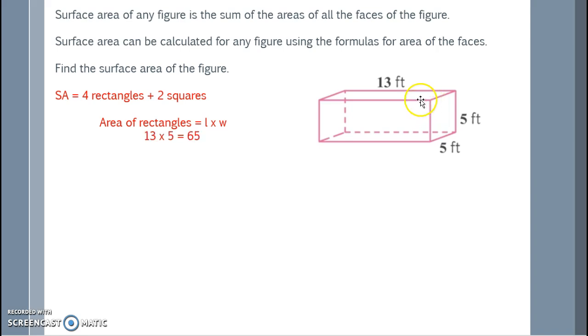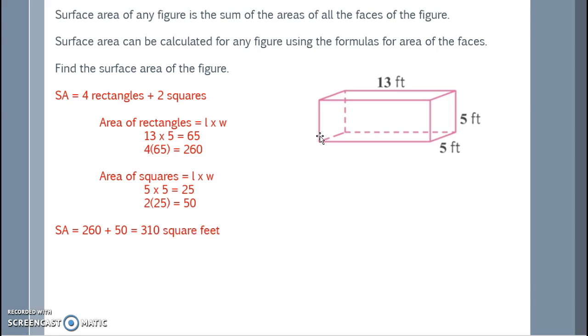So one area would be 13 by 5, so 65. But if you notice, there are 4 of the same. So 4 times 65 is 260. Area of a square is the same, length times width, so 5 times 5, which is 25, and we have 2 squares, one on each end, so 2 times 25, or 50. Adding all of our surface areas together, we have 260 plus 50, so 310 square feet.